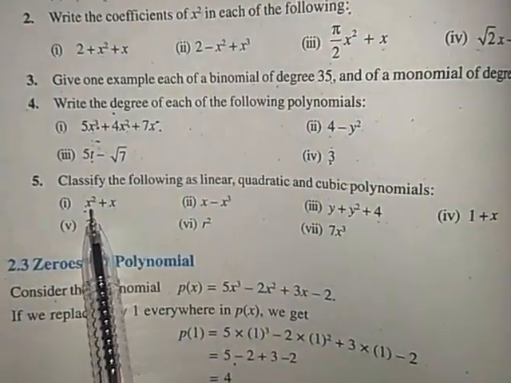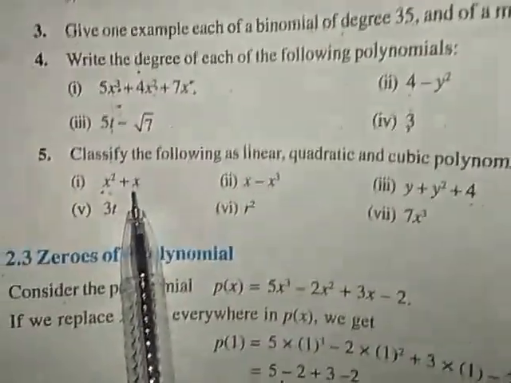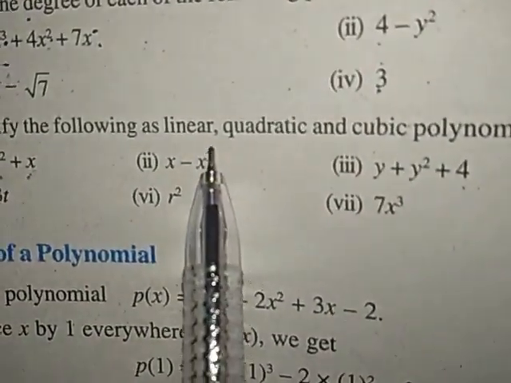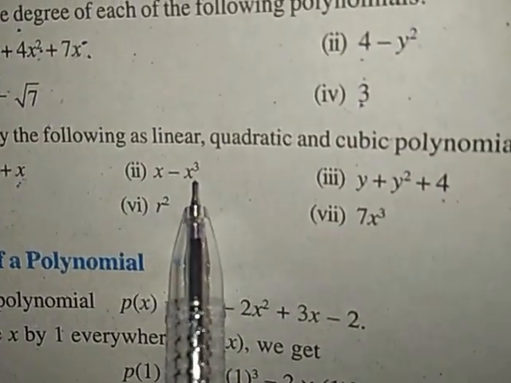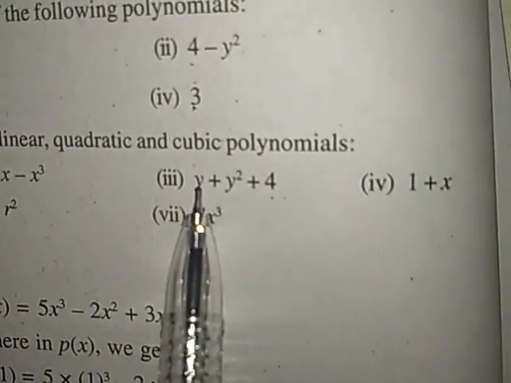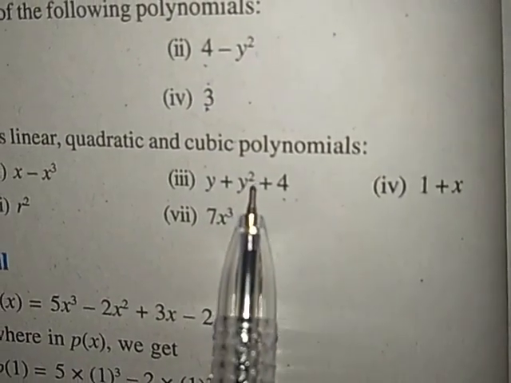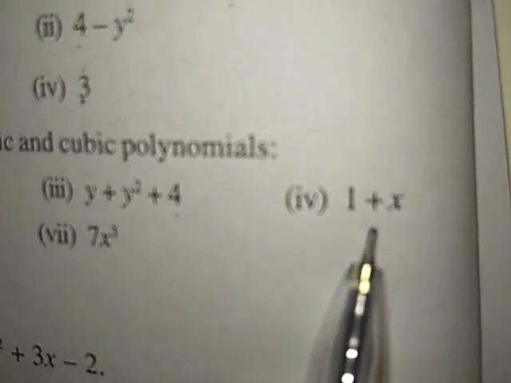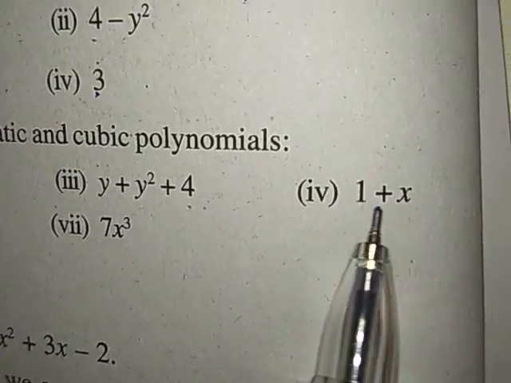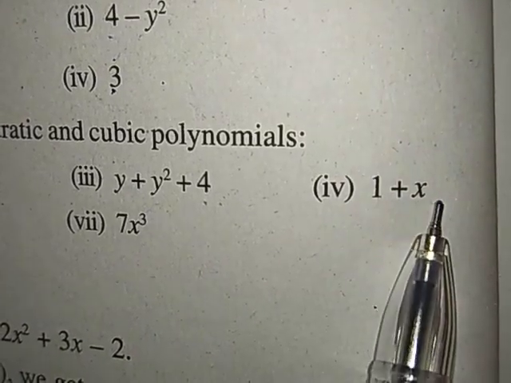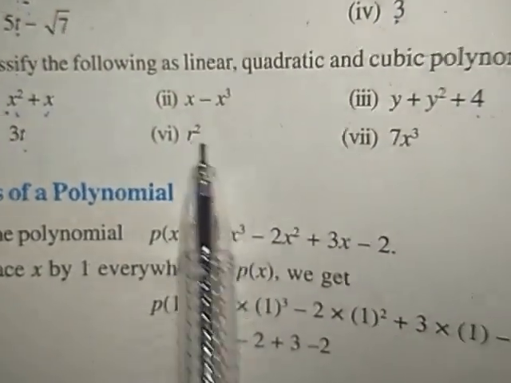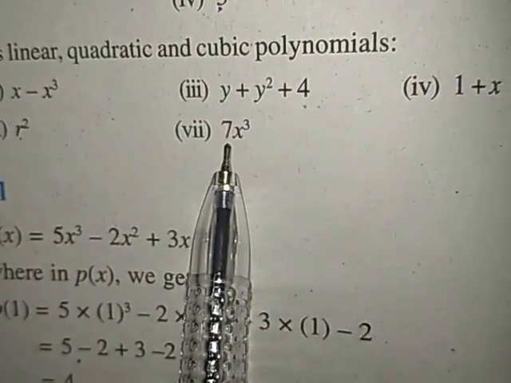So let's find out here. What is here? Maximum x square. x square means quadratic. It becomes a quadratic polynomial. This one has maximum power cube, so it is a cubic polynomial. What is this? A maximum power of x square. So it again becomes a quadratic polynomial. 1 plus x. x is the greatest power. So what does it become? Linear. 3t becomes linear. r square becomes quadratic. 7 cube, so cube becomes cubic.